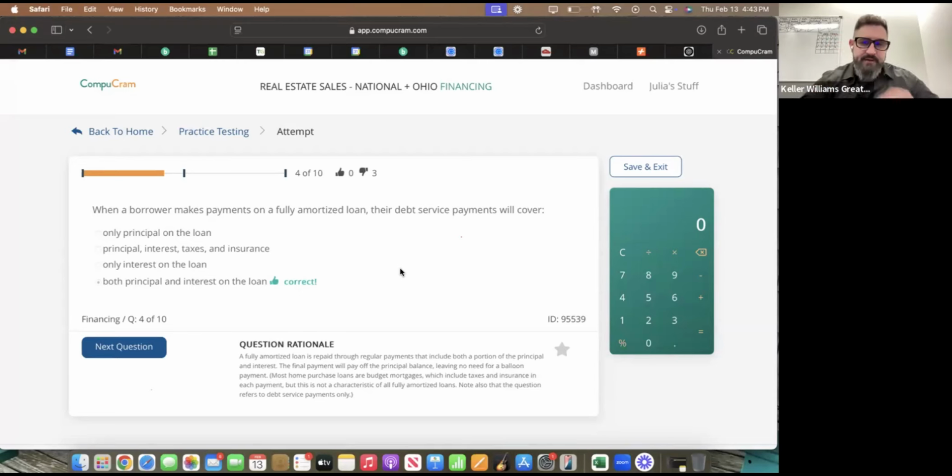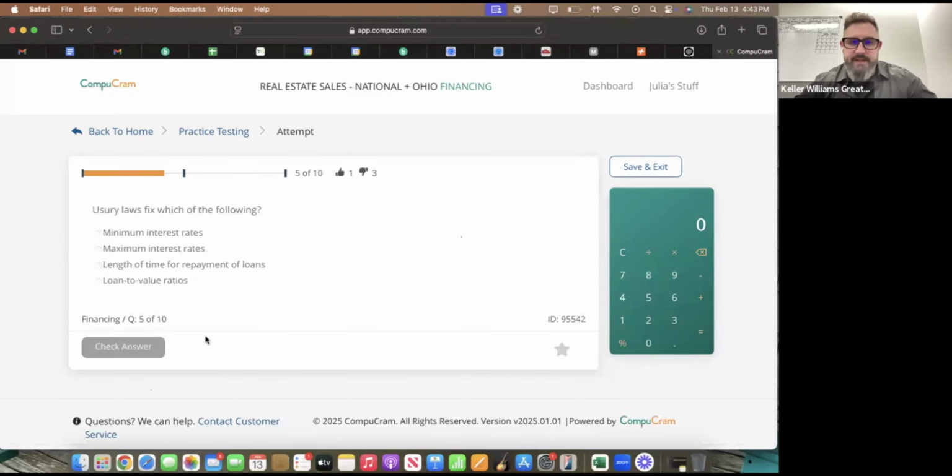So if you see a question that talks about interest only loans, that actually is a thing. C could be the correct answer for a different question, and that question would be when the borrower makes payments on an interest only loan, their debt service payment will cover only interest. It's very rare that you'd see that in the residential world, but it's if someone wants to make interest only payments to keep their monthly payment extremely low. But the problem is if they pay on that for any amount of time, the principal balance is not decreasing as they make their payments like a normal mortgage.